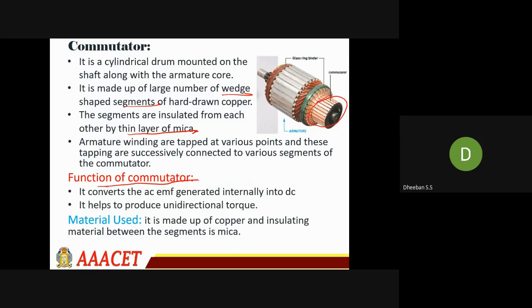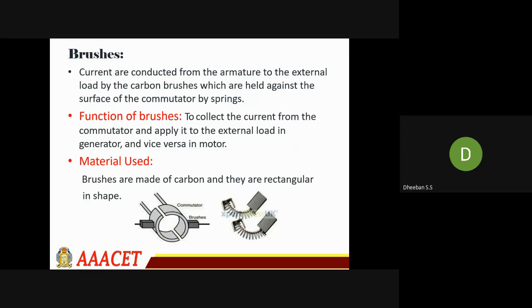The function of this commutator is to convert the AC generated EMF into DC. Whenever the magnetic flux lines are cut by the conductors, the EMF generated will be alternating in nature. We are now seeing about a DC motor, right? So in order to have a unidirectional EMF or DC, you will make use of this commutator. The insulation between the segments will be made of insulating material like mica.